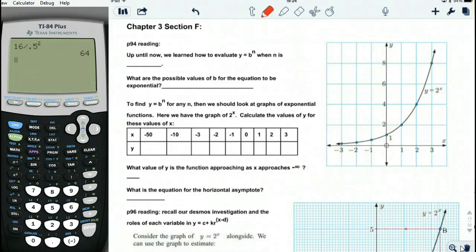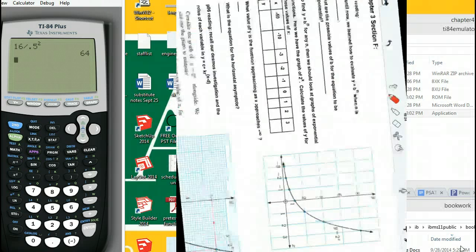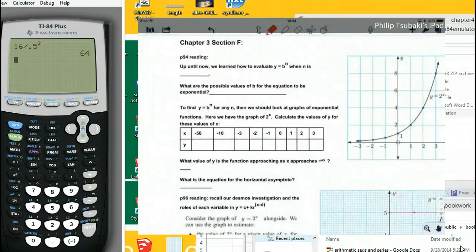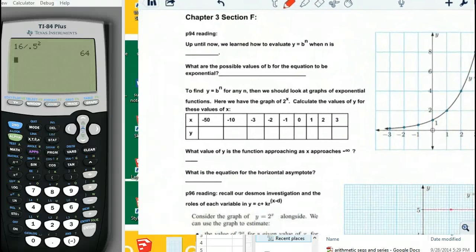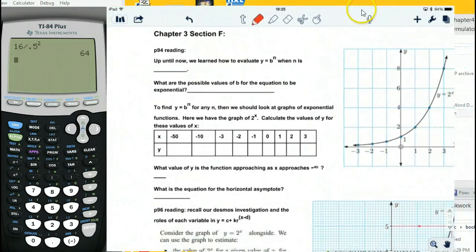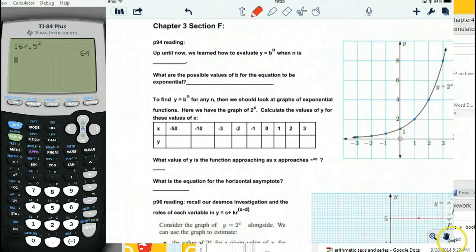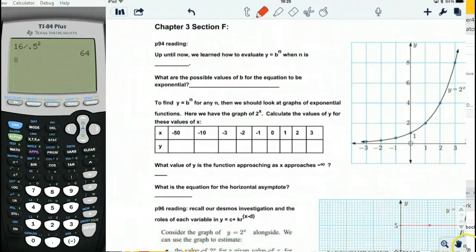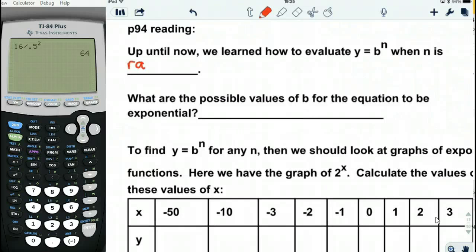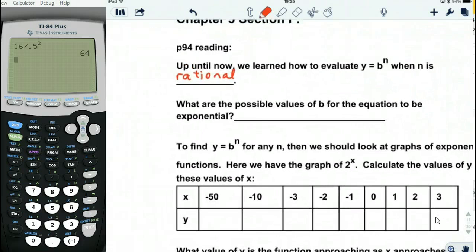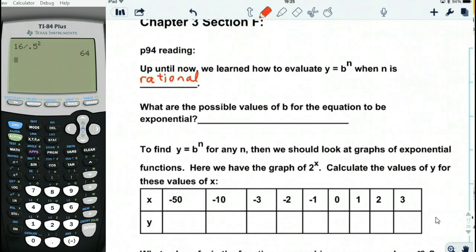Okay, so Chapter 3, Section F, page 94 reading. Up until now, we have learned how to evaluate y equals b to the n when n is rational. Pretty much we've been using whole numbers, but sometimes we use things like 3/2, fractions, right? So rational just means it's a fraction with an integer on top and an integer on bottom.